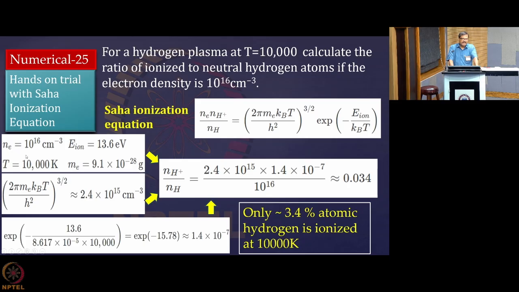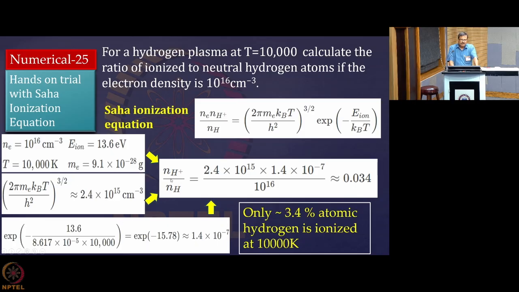So here we put the electron density N equal to 10 to the power 16 as given, E ionization we know is 13.6, the temperature is 10,000 Kelvin, and the mass of the electron we know. We just estimate this factor 2πm kT by h squared, and it comes to be 2.4 into 10 to the power 15 per centimeter cube. Then the exponential part, E ionization 13.6 divided by kBT, we have put in electron volt because kT is also in electron volt, so this is dimensionless, and this exponent is 1.4 into 10 to the power minus 7.